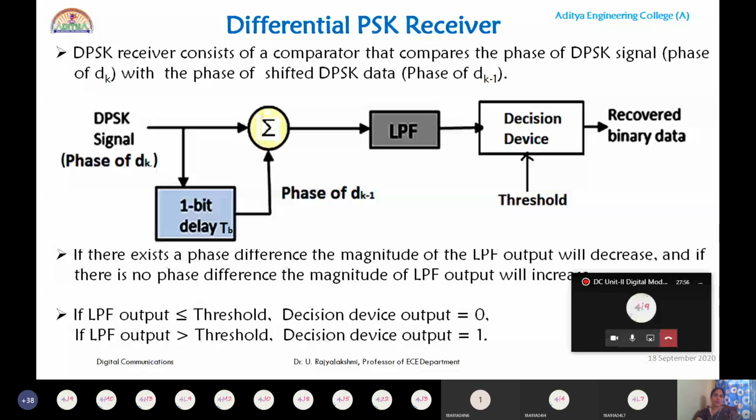Then evaluate the phase for both Dk and Dk minus 1. How can you evaluate the phase? When the corresponding data bit is 1, our phase is 0. When the data bit is 0, our phase is pi. So like that, the phase for Dk as well as the phase for Dk minus 1 will be generated, as we have seen in the earlier slide on the principle of DPSK. Now the phase of Dk and the phase of Dk minus 1 are compared, and after comparison, the result is applied to the low pass filter.